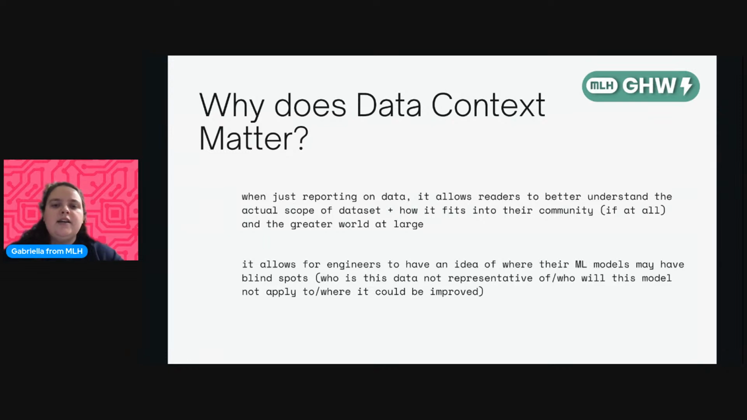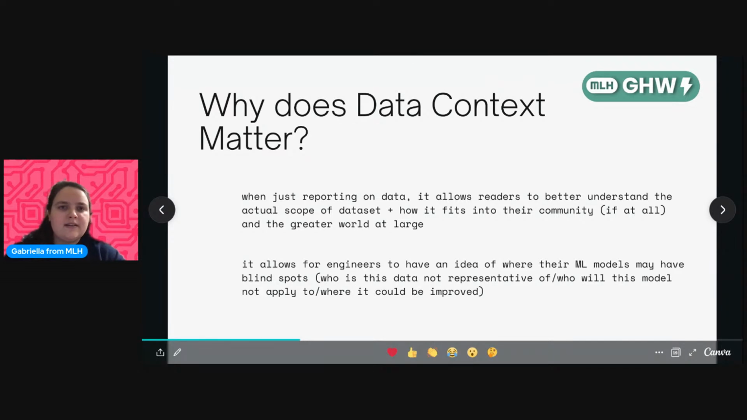Additionally, data context is super important because it allows engineers to have a better idea of where their machine learning models may have blind spots. These blind spots can be who's not represented in the data set, who the model may not apply to, and where it can be improved. When someone isn't represented in a data set, the model might not apply to them just because there's no historical data for the computer to have any background knowledge on them. So whether it be geographical location, a medical condition, it could be anything under the sun, because machine learning is used in so many different ways.